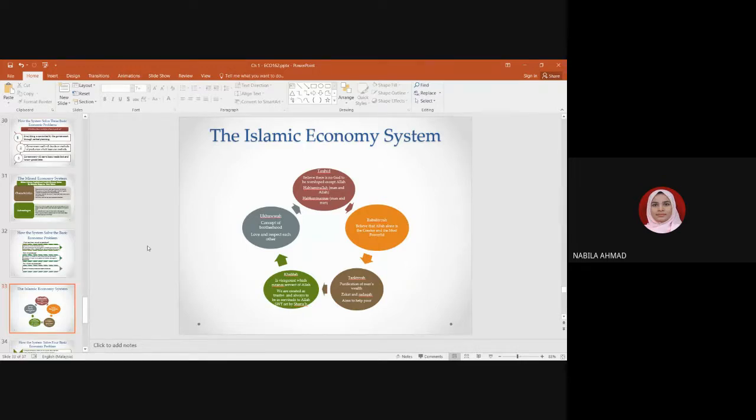Okay, rububiyah: believe that Allah is the creator and most powerful. So kita percaya hanya Allah yang menghasilkan semua barang di dalam muka bumi, bukan kita. Tazkiyah, purification of wealth. Maknanya kita sucikan harta kita. Sucikan harta kita dengan cara apa? Berzakat, bersedekah, berwakaf dan sebagainya.